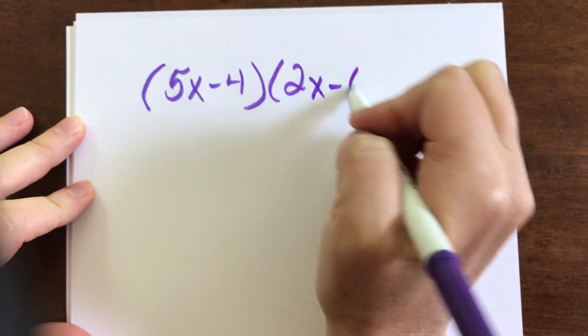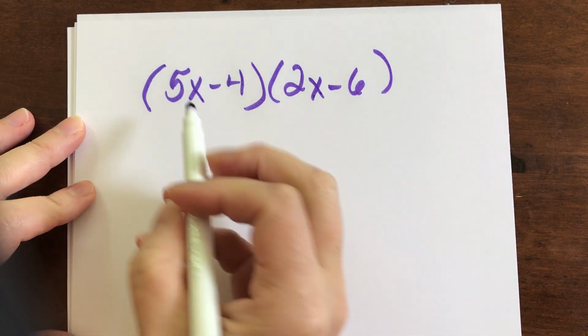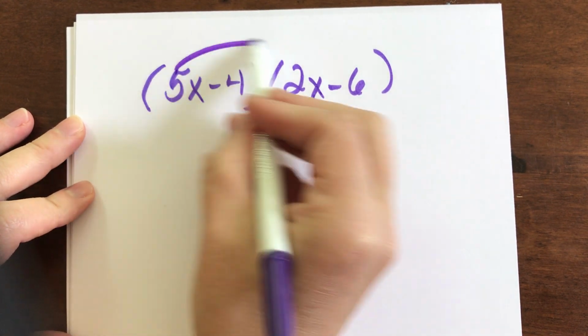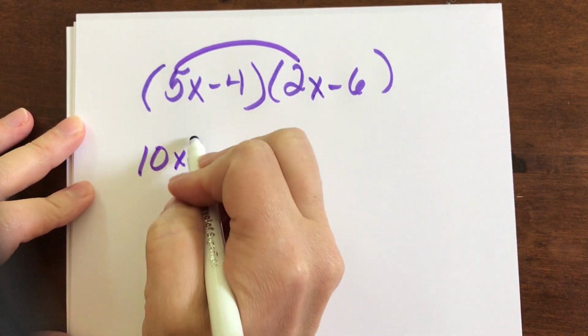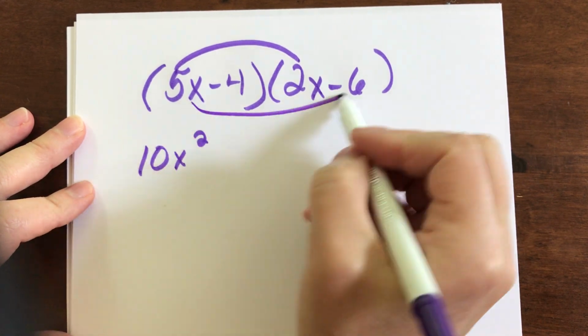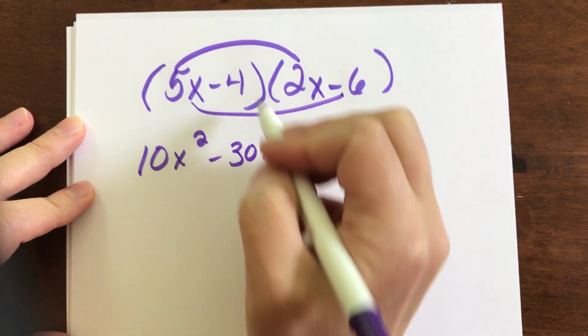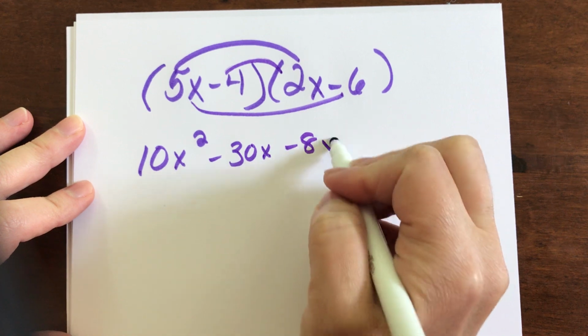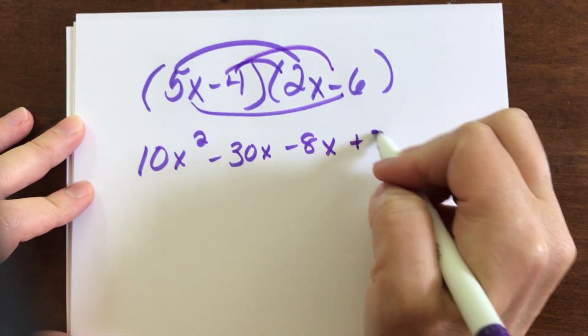When we multiplied a binomial times a binomial, remember it's the FOIL method. The first: 5x times 2x is 10x squared. Outer is going to be negative 30x. Inner is going to be negative 8x. And then last is positive 24.